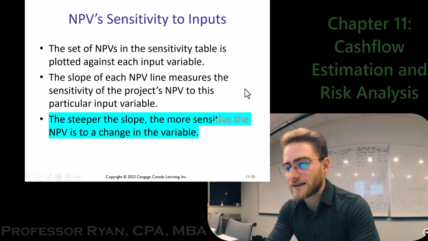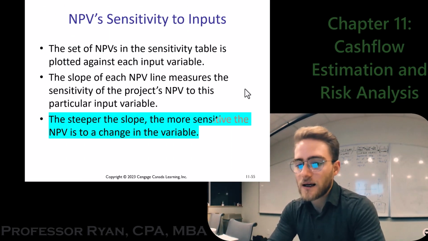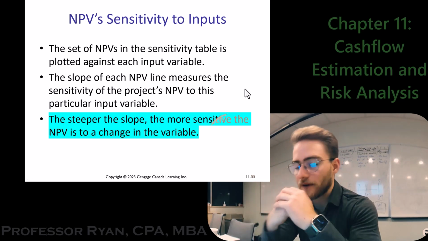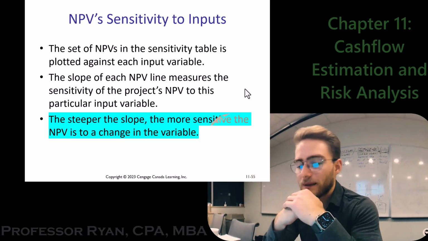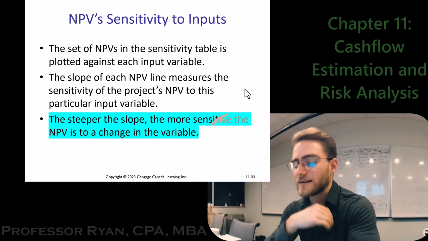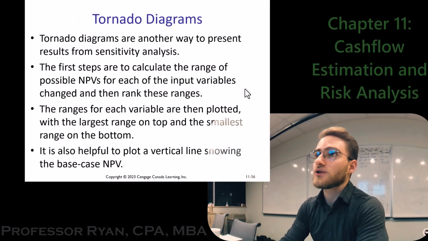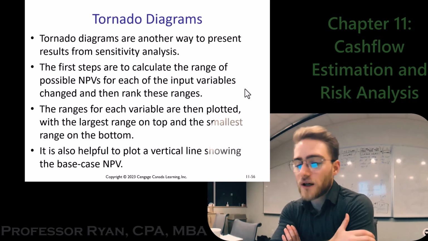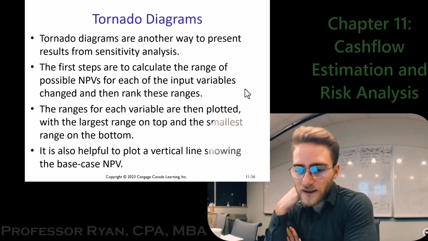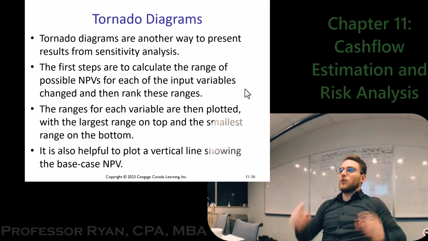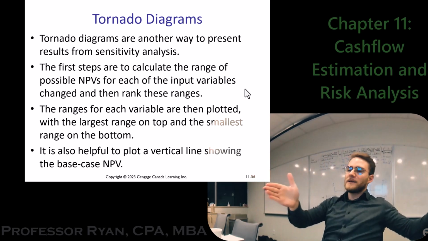So, NPVs and sensitivity to inputs. The set of NPVs in the sensitivity table is plotted against each input variable, and the slope of each NPV line is measured against the sensitivity of the project. So the steeper the slope, the more sensitive the NPV is to a change in the variable. And then we also have tornado diagrams, and basically what it does in a vertical line is show you what are the most volatile pieces, right?